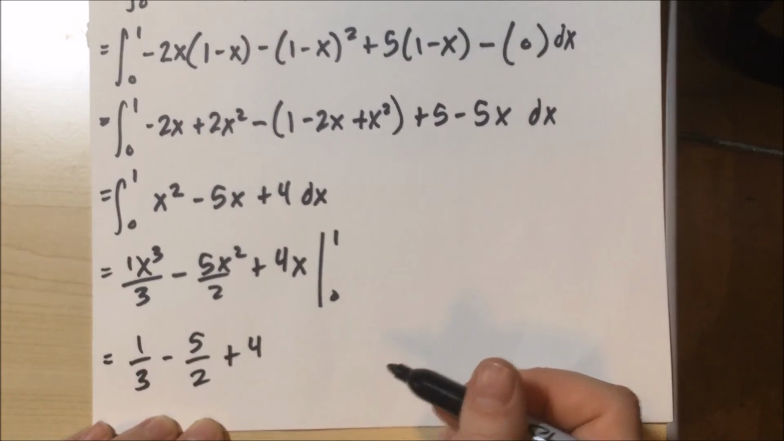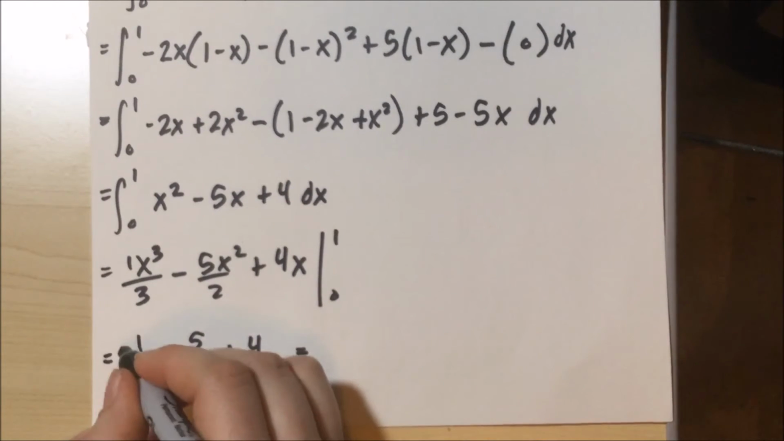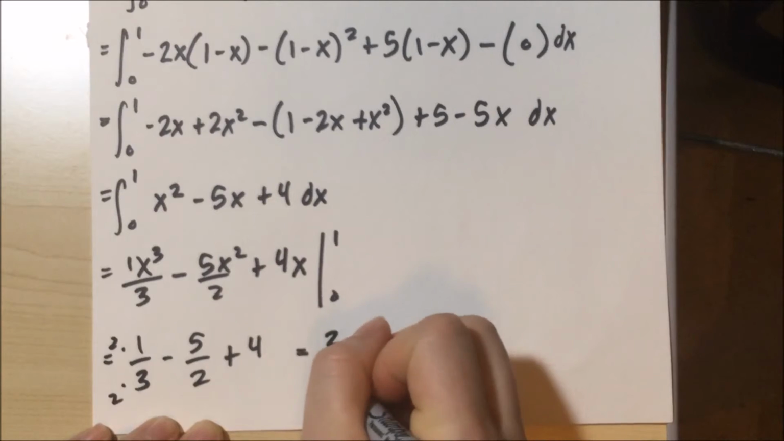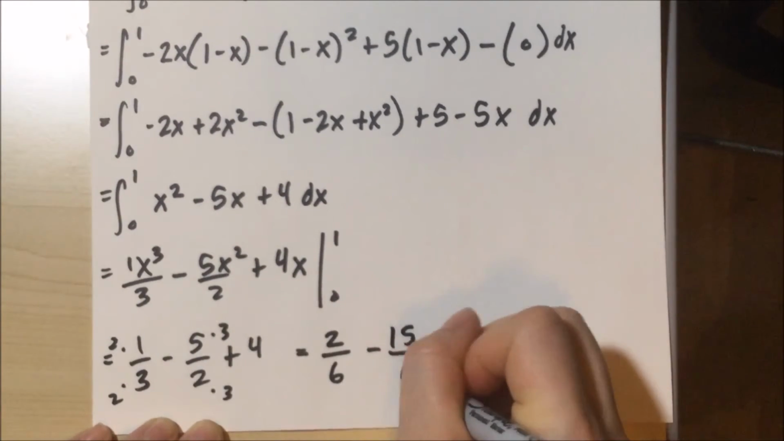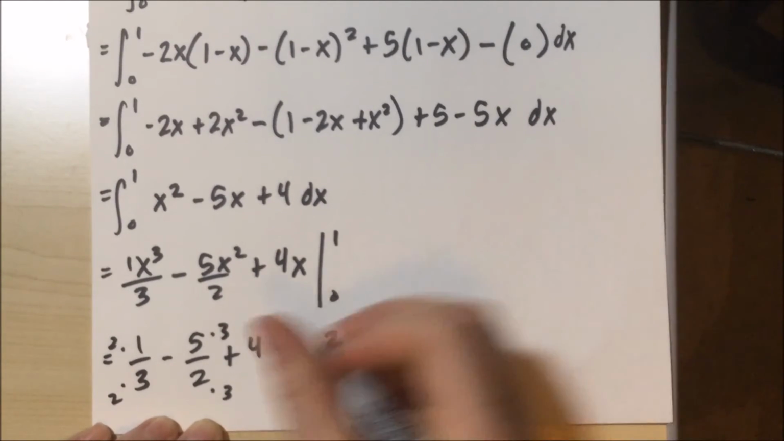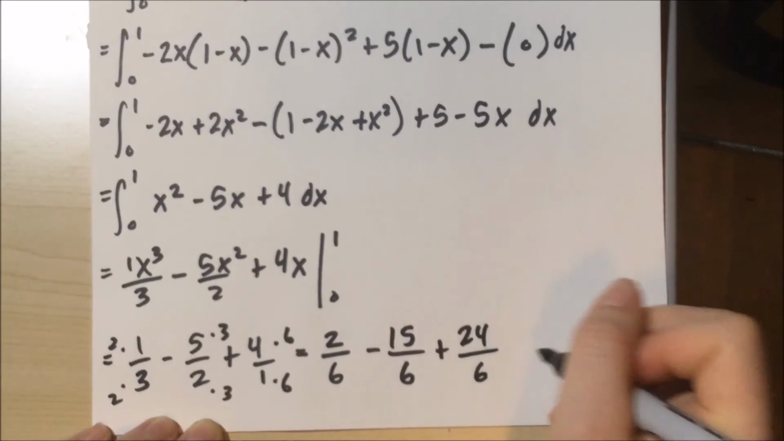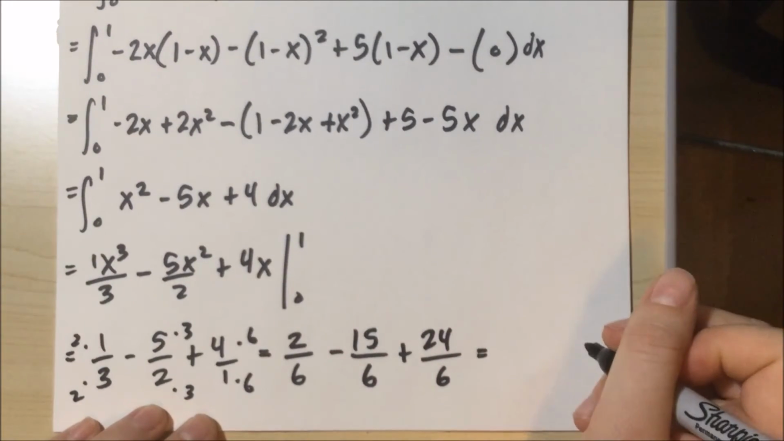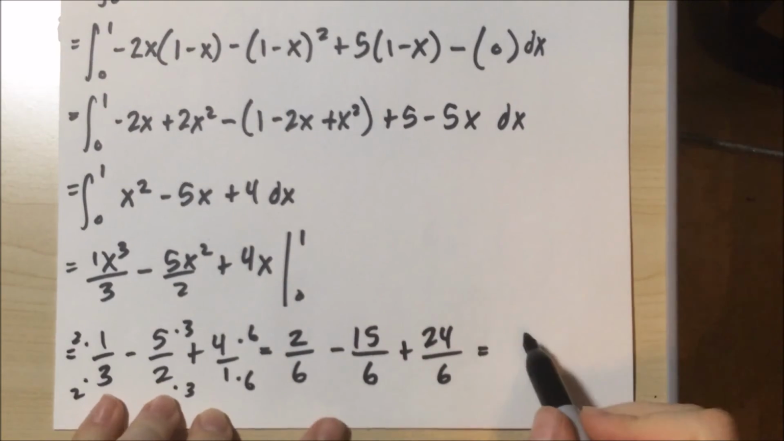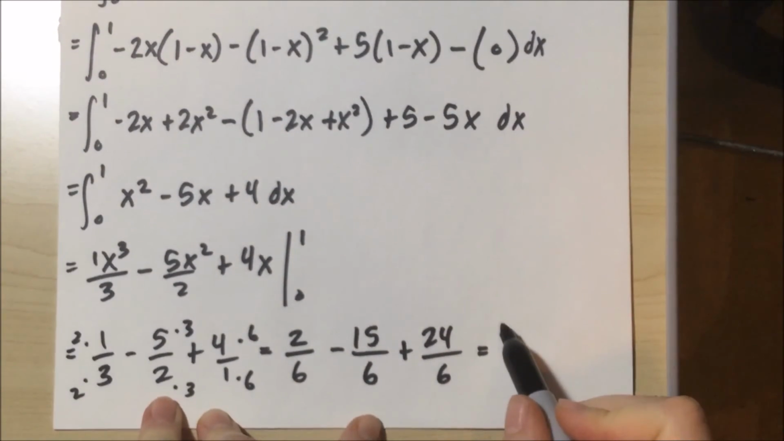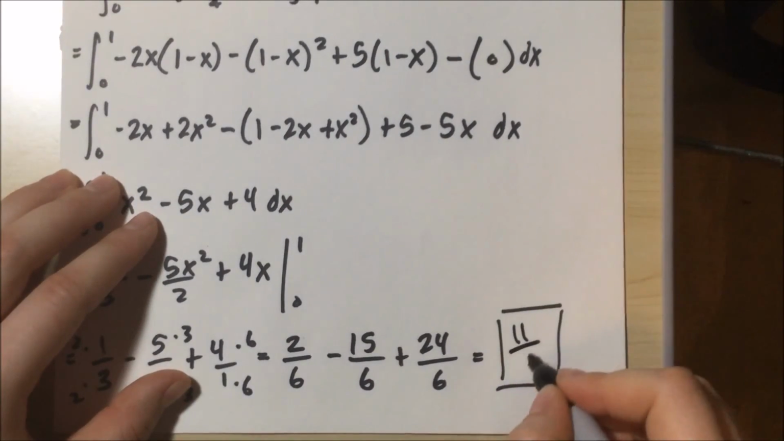Okay, so now I need to add all of these. And I'm going to let the LCD be 6. So this is going to equal, I have to times that by 2, I get 2 over 6, minus, times it by 3, 15 over 6, plus, got to times that by 6, 24 over 6. Okay. And then you add all that up, and you'll get your answer: 11 over 6.